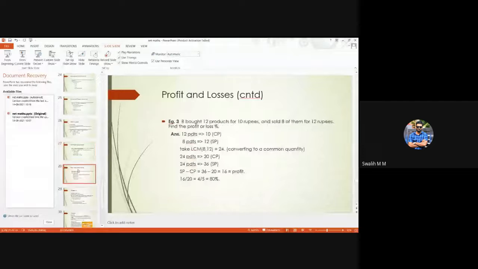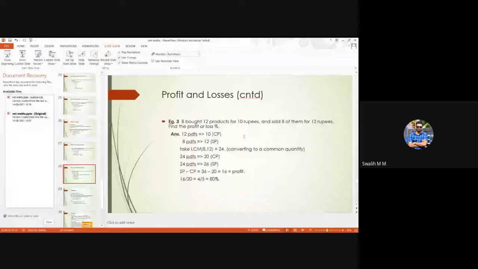Next is another question. B bought 12 products for 10 rupees and sold 8 of them for 12 rupees. Find the product profit or loss percentage. This is a little bit more confusing. We bought 12 products for 10 rupees and sold 8 of them for 12 rupees. This is not a multiple.